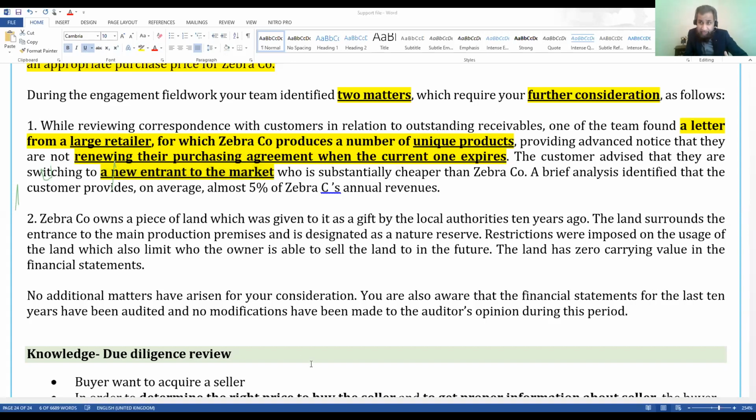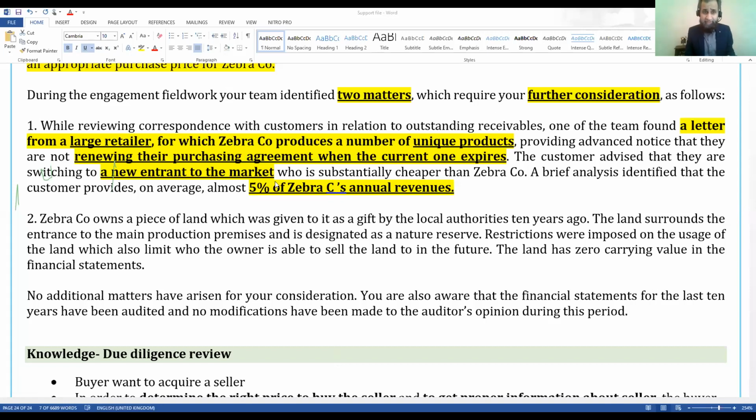Competition, intense rivalry. A brief analysis identified that the customer provides on average 5% of annual sales. So is there a chance we are losing 5% of the sales by losing this large customer? Should we lose more than 5% because there is already a rival coming in the market, taking your market share?